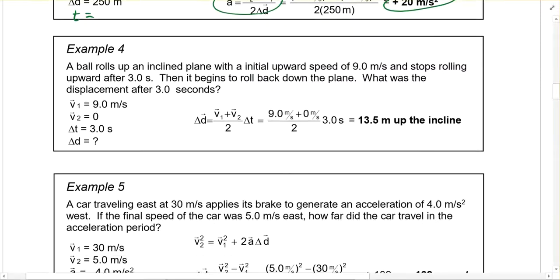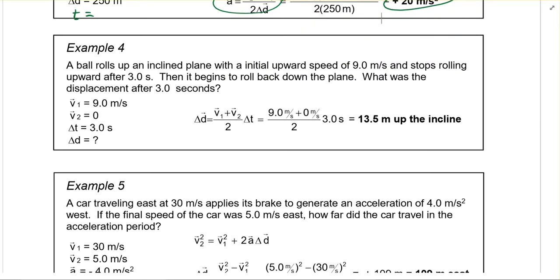All right. A ball rolls up an incline plane with an initial upward speed of 9 meters per second and stops rolling upward after 3 seconds. When it begins to roll back down the plane, what was the displacement after 3 seconds? So key bit of info here is it tells us initial velocity and that it stops rolling upward after 3 seconds. So that's VF is equal to 0 at that point where it stops.